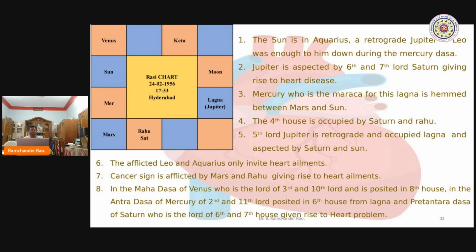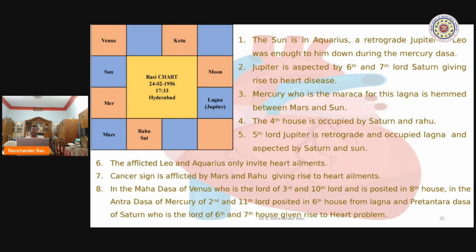They afflicted Leo and Aquarius, the heart elements. Now, what is the role of Aquarius here? Pumping, circulation of blood is done in Aquarius. That is very, very important. If Saturn says, no, I will not circulate, that is the end of life. We have to see that circulation of blood is done in Aquarius.